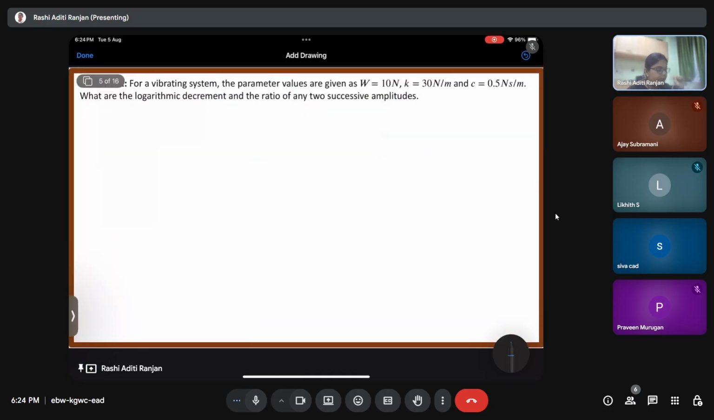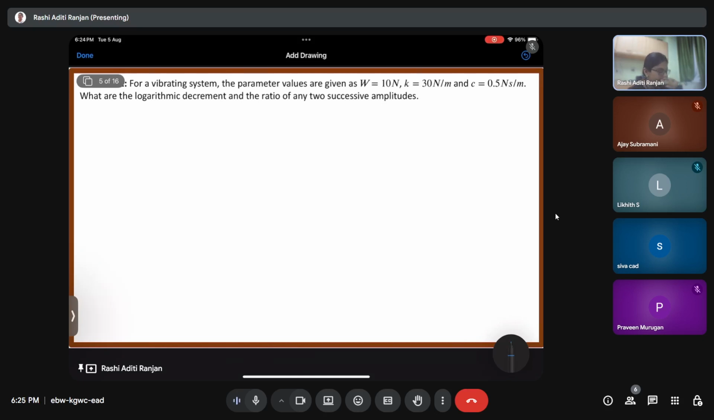Coming on to question number 2. We have, for a vibrating system, the parameter values given as W as 10 Newton, where W is the weight, and it is evident from the unit also, Newton. K is 30 Newton per meter and C is 0.5 Newton second per meter. What are the logarithmic decrement and the ratio of any two successive amplitudes? Okay.